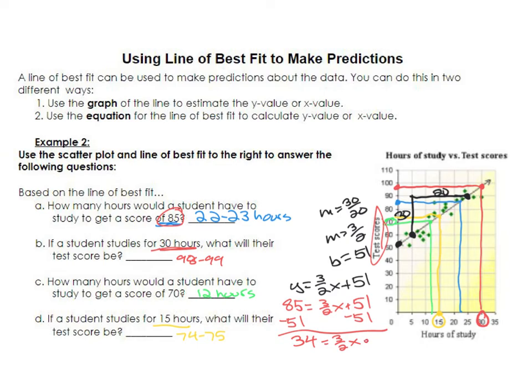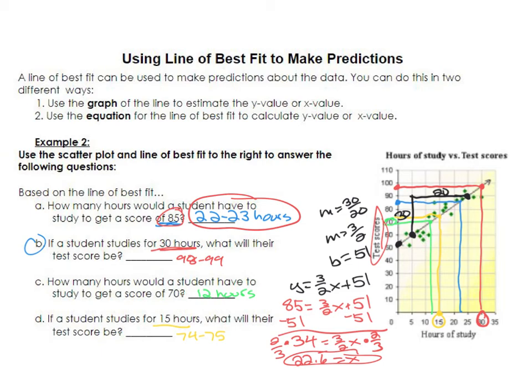So at this step, we will multiply by the reciprocal instead of dividing. And really, that's going to come down to what is 2/3 times 34. So plug that in your calculator. And that looks like we're going to have about 22.6 repeating. So that would end up being right in between our 22 to 23 hours, almost right in the middle.